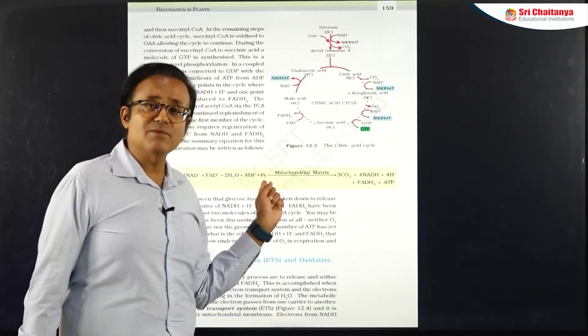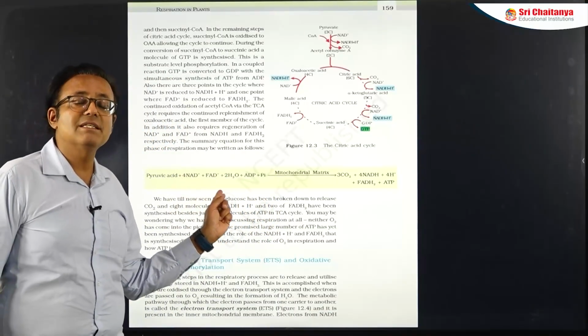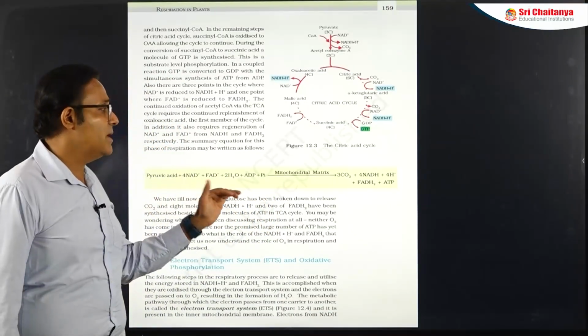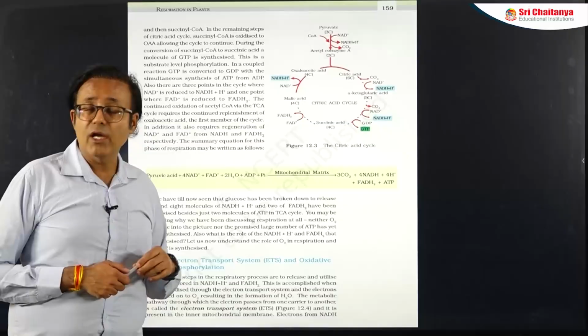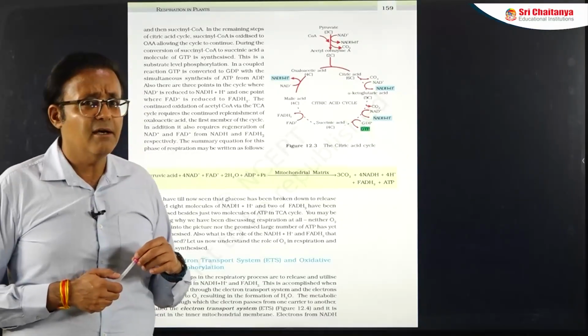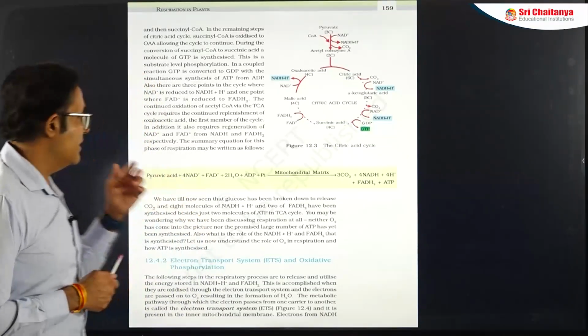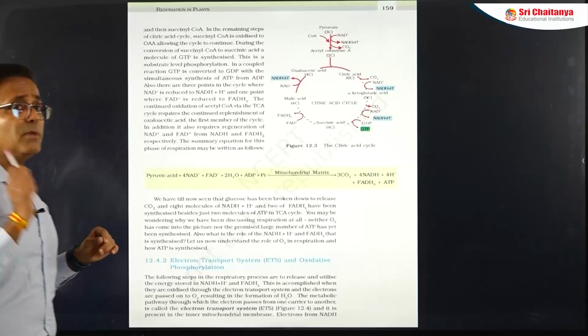There is one substrate level phosphorylation where you can see one GTP is formed. This GTP gets converted into one ATP. It's an energy equivalent, and here it gets converted into ATP. So this is the whole scenario. But let me tell you one more point.